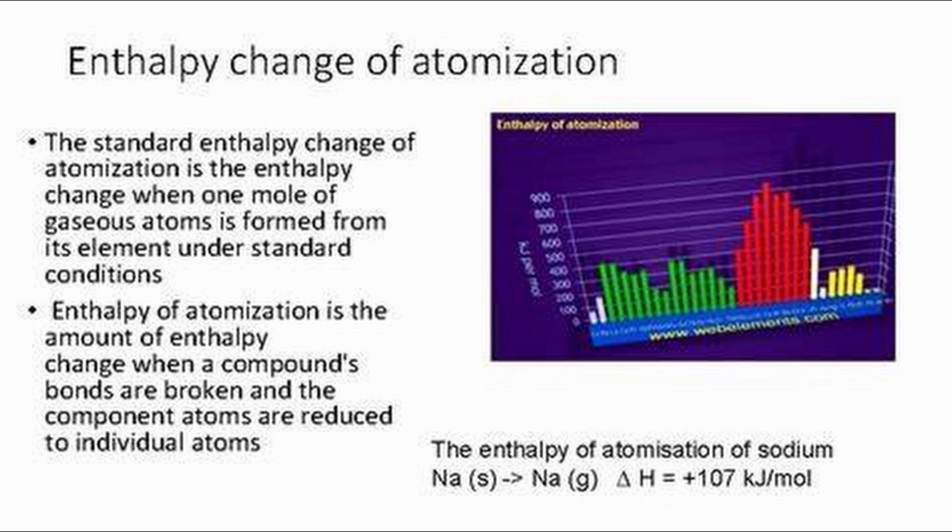Next, let's talk about atomization. The enthalpy of atomization is the heat change that occurs when 1 mole of a substance breaks into individual atoms in gas phase. For example, when methane undergoes atomization, it forms 1 mole of carbon and 4 moles of hydrogen atom. The energy required for this process is 1665 kJ per mole.